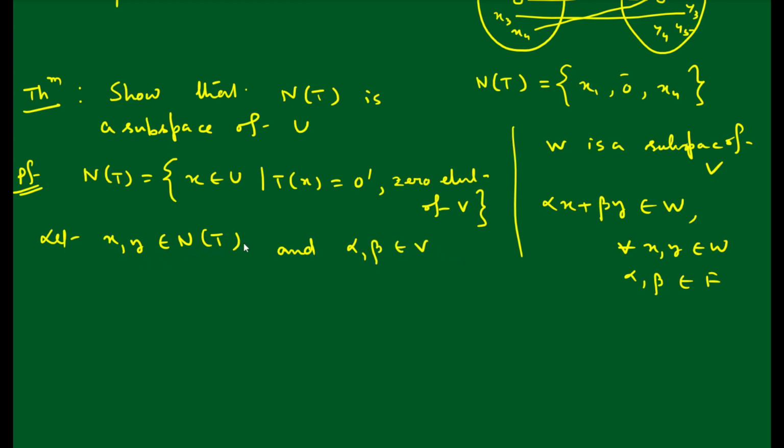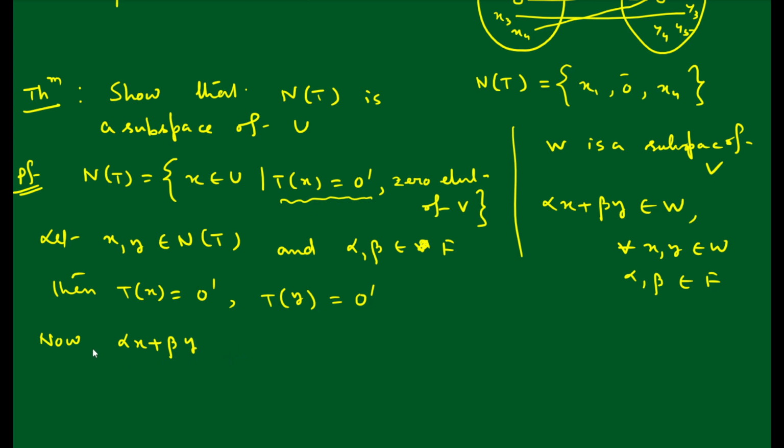Take two elements from N of T and two elements from the field. Now why x and y belong to N of T? x और y ये N of T में क्यों रहेगा? Because कौन सा एलिमेंट N of T में रहता है? Whose images are what? 0 dash. You see this condition. Now if x belongs to N of T, that is T of x will be 0 dash. Similarly y भी N of T में, that means T of y equals how much? 0 dash. Now alpha x plus beta y, इसका ट्रांसफॉर्मेशन निकालना है.